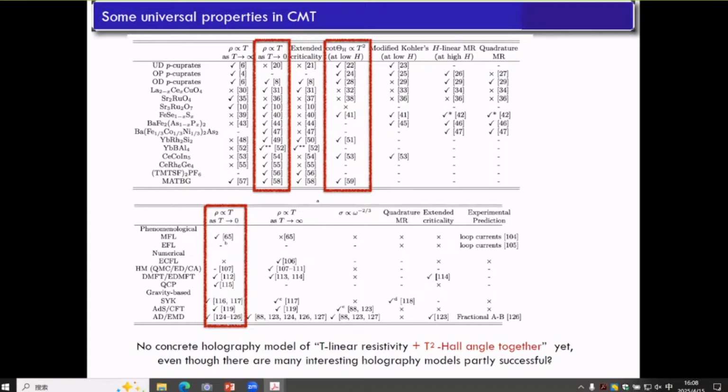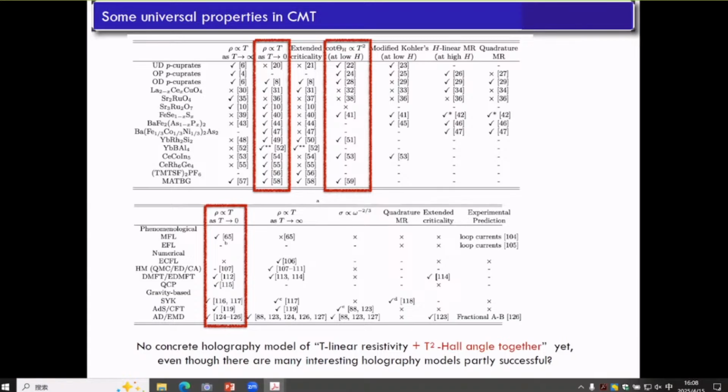I may be wrong, but in the holographic model, there is no consensus about a model explaining the T-linear resistivity plus the T squared Hall angle together. There are some models explaining this one, and some models explaining that one, but there is no consensus on explaining both at the same time. Yes, in the probe brane limit we can do. Yes. So it's a very simple problem to ask, but very hard to answer, right?